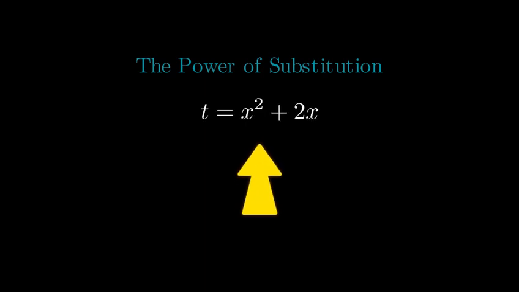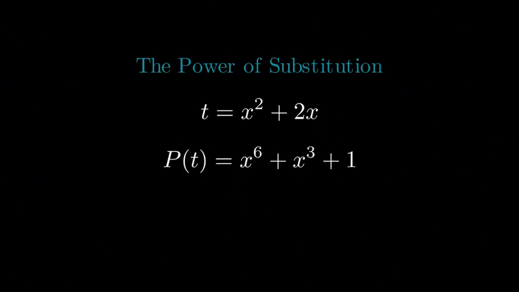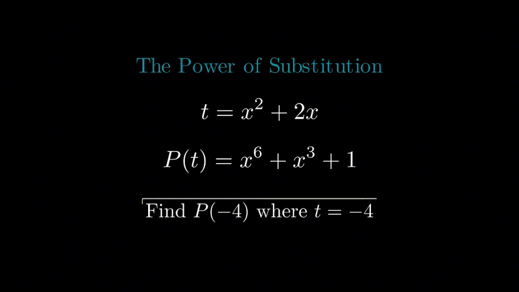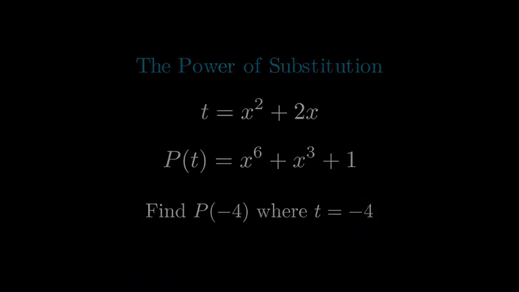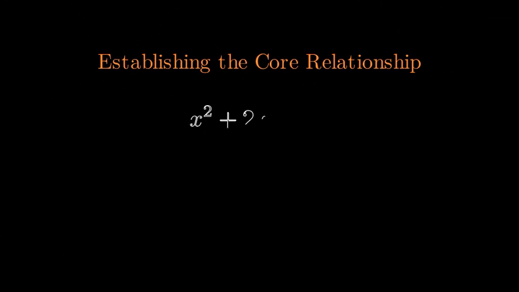Let's call x squared plus 2x simply t. So our function becomes p of t equals x to the sixth plus x cubed plus 1. We need to find p of -4, meaning t equals -4. First, we need to understand what values of x would give us t equals -4. This means solving x squared plus 2x plus 4 equals 0. This is our key equation.